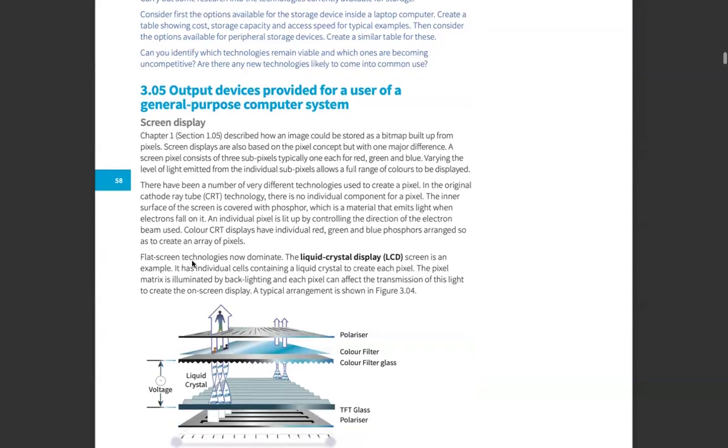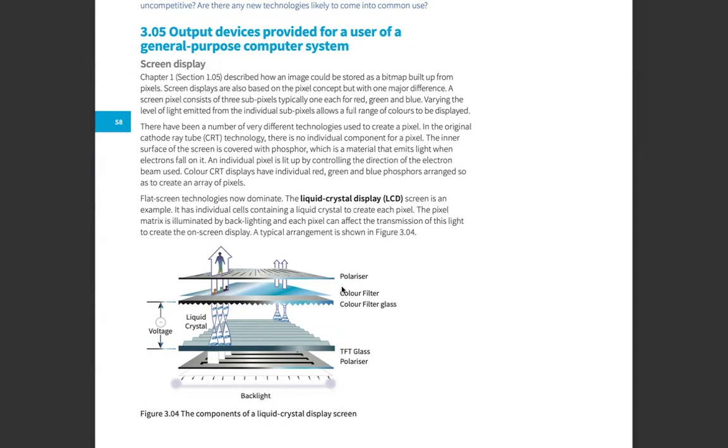Now, flat screen technologies dominate. The liquid crystal display, that's what we call the LCD, is an example. It has individual cells containing a liquid crystal to create each pixel. The pixel matrix is illuminated by backlighting, and each pixel can affect the transmission of this light to create the on-screen display. A typical arrangement is shown in figure 3.4.